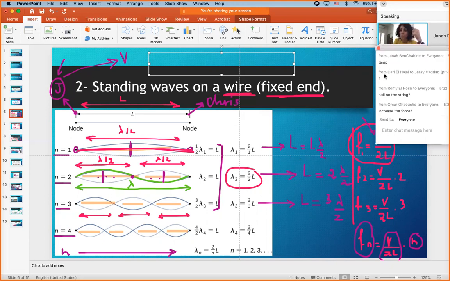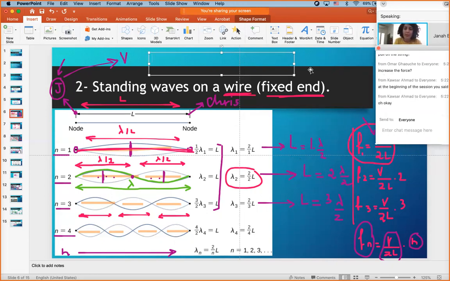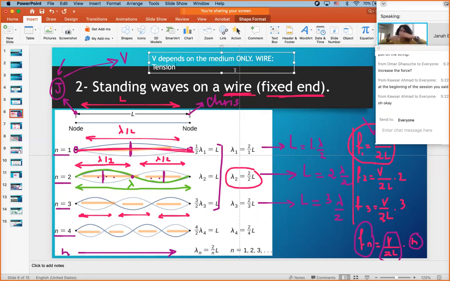So back to Omar and to Romy, and I like your answers. You need to understand that V, I'm typing here, V depends on the medium only, which means Jana cannot increase the speed. However, the medium in this case is the wire, right? So how can I make the speed faster? The tension in the wire will make the speed faster. If the wire is loose and hanging loose, the wave is going to travel slow. But if the wire is really tense, yes, Jana can pull a bit on the wire, it helps, but it's not something Jana did. She modified the medium a bit.